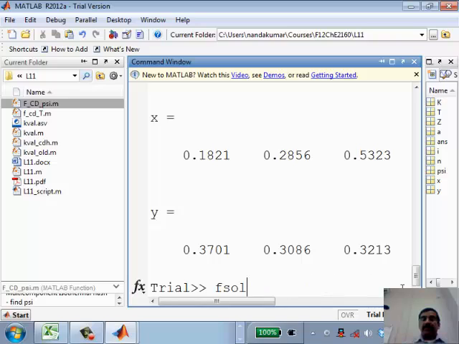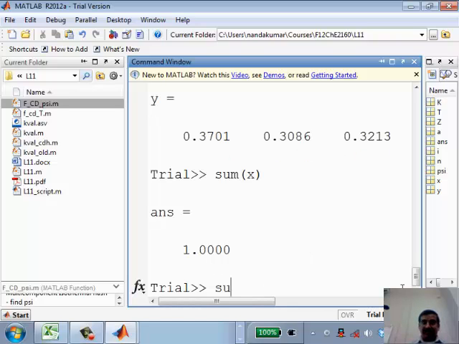Now I'm going to ask you a question. If I do sum of x, what do you think I'll get? 1. Why is it 1? Sum of mole fractions, right? Sum of y is also equal to 1. Those are the ways that you can check whether everything is going right or not. Okay. So that's the first part, the answer to the first question.